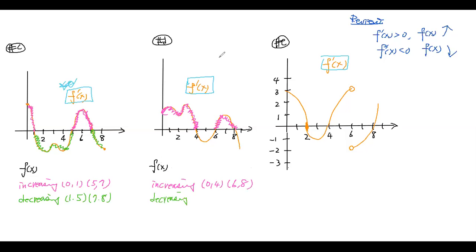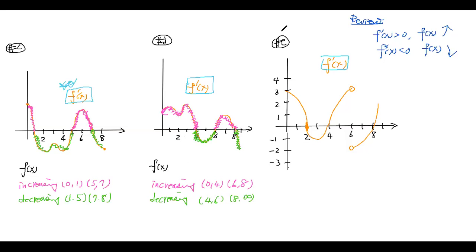And where is it decreasing? The decreasing will be where f prime x is less than 0. So it's here, right? This segment here is less than 0, and this area is less than 0 too. So decreasing will be 4 to 6 and 8 to infinity, right? Because it continues going down.